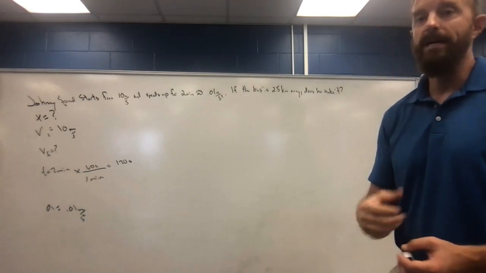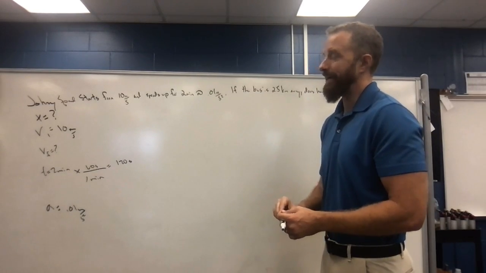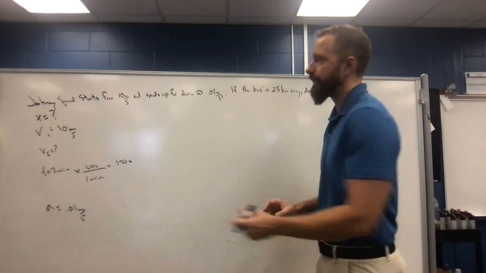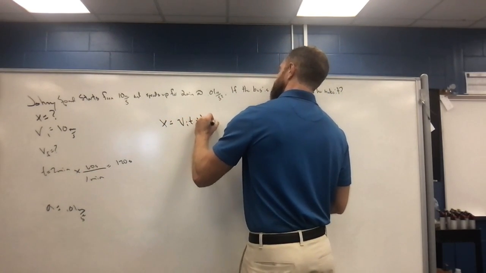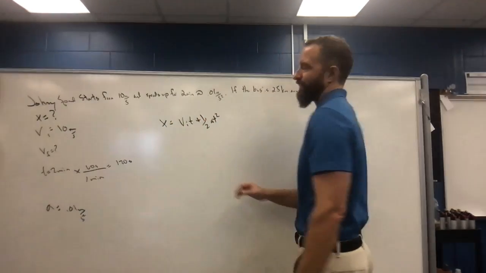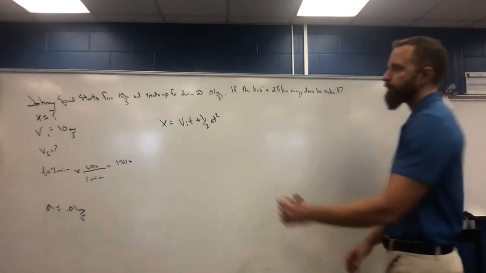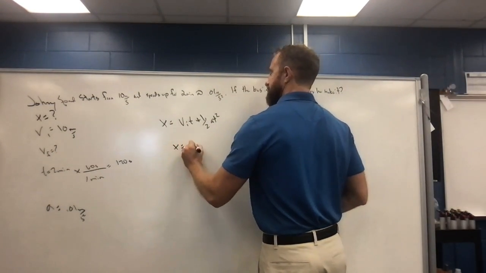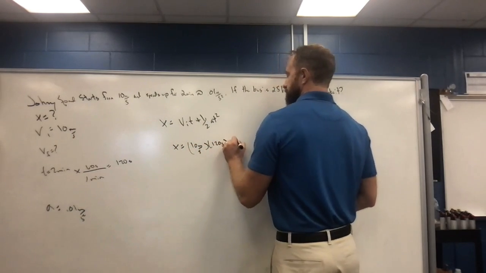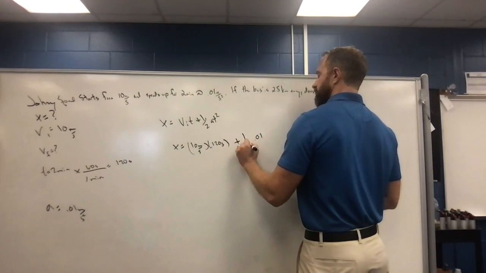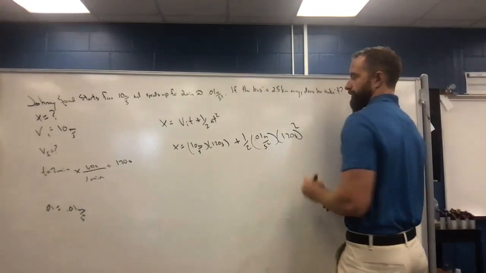So I go to my equations and I want to look for an equation that has all of this stuff in it and not a bunch of other stuff that I don't want in it. And I like that standard position equation, v_i t plus 1/2 a t squared. You could certainly solve for his final velocity and then do an average velocity or something like that, but I think this is much more straightforward. We're solving for x. His initial velocity is 10 meters per second times 120 seconds plus 1/2 of 0.01 meters per second squared times 120 seconds, that whole thing squared.